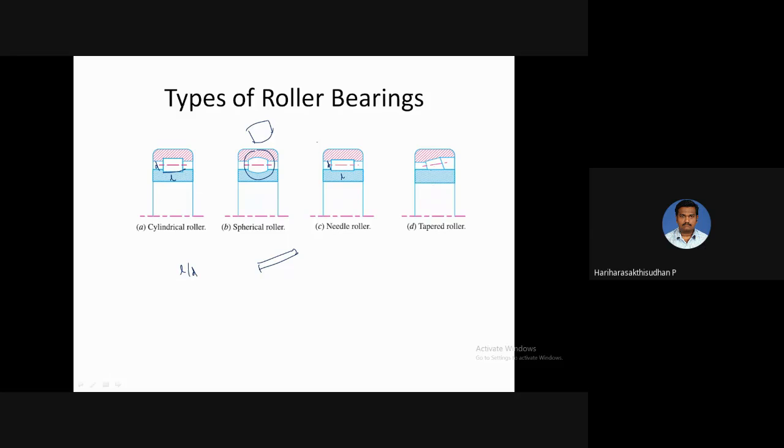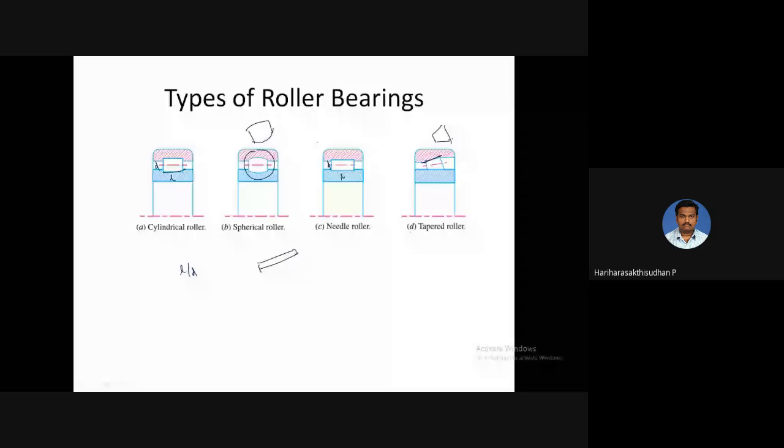And the tapered roller is like the angular contact, where your races will be slightly angled on the surface of the race, and the rollers are also tapered to accommodate it. These are usually used in high load bearing applications.